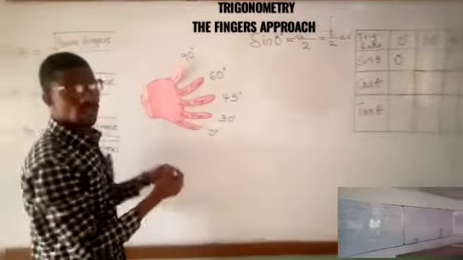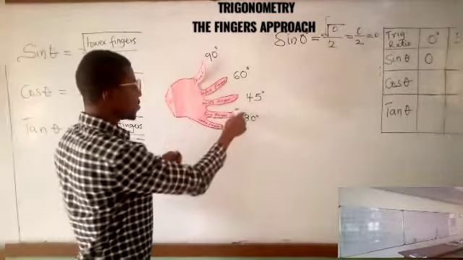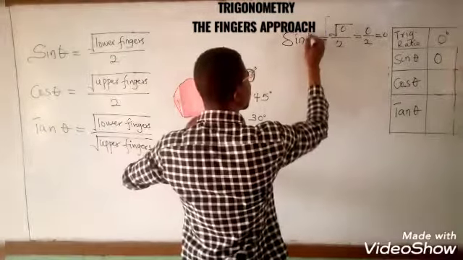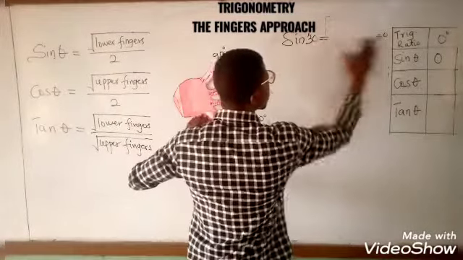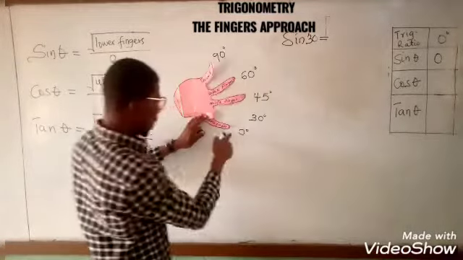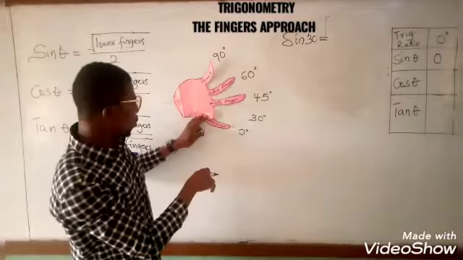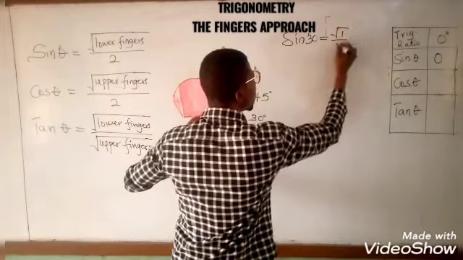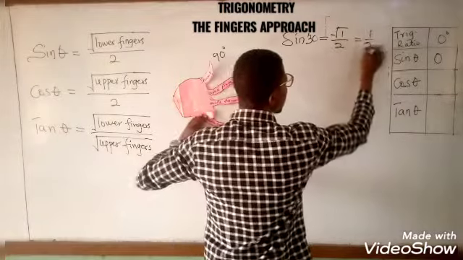Afterwards, we move on to sine 30 degrees. We have this crumpled this way. So for sine 30 degrees, we have one finger below. That's the little finger below. We have the square root of 1 divided by 2. We have a half being the answer.